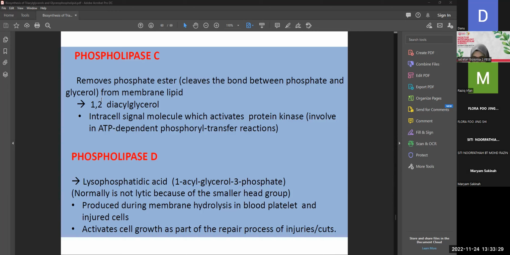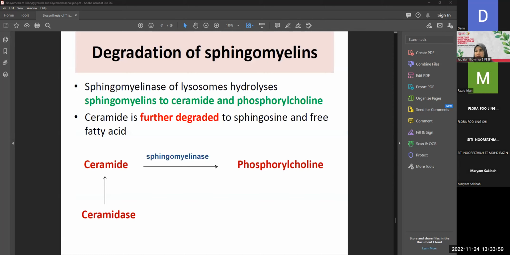Which is also involved in activation of protein kinase. And for phospholipase D, we produce lysophosphatidic acid, and it is produced during membrane hydrolysis in blood platelets and also injured cells. So there are 4 phospholipase enzymes involved in the degradation of glycerophospholipid.